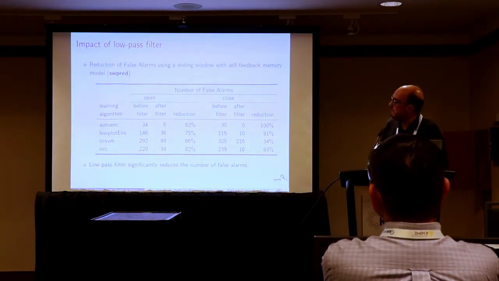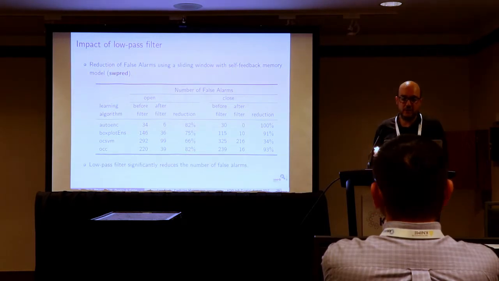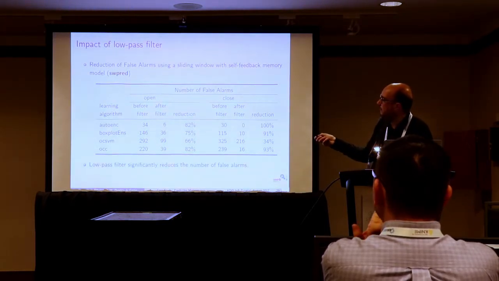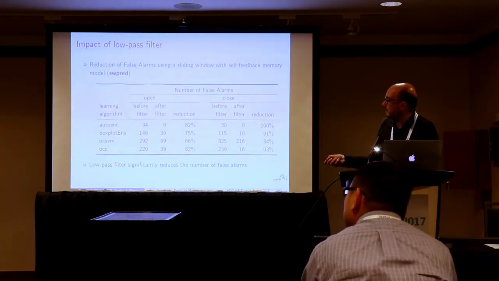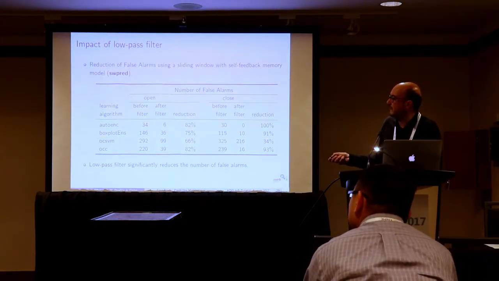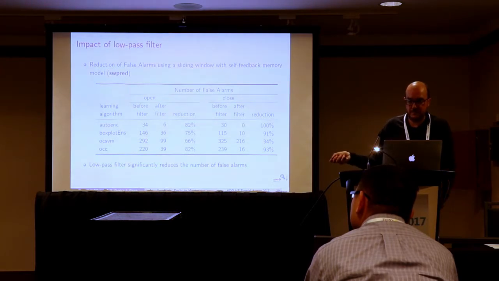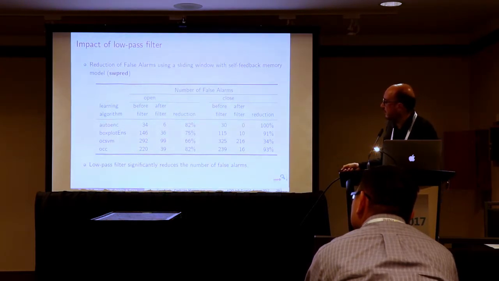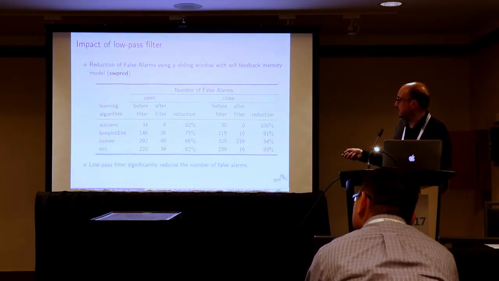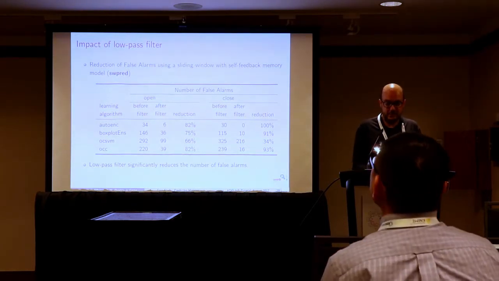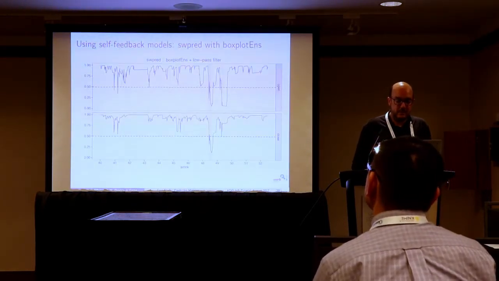So just to see if the low-pass filter works or not, if we look at the number of false alarms, this is the number of false alarms that we have before applying the filter. If we apply the filter, what we see is that we really reduce the number of false alarms from 66 to 82, or from 34 to 100. So it's really working in the sense that it's reducing the number of false alarms.